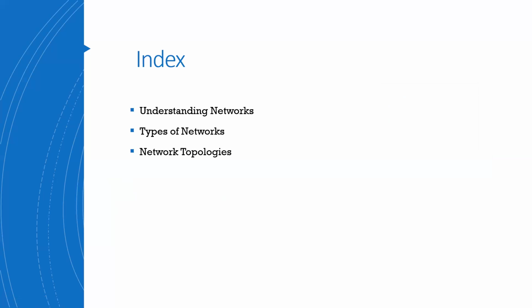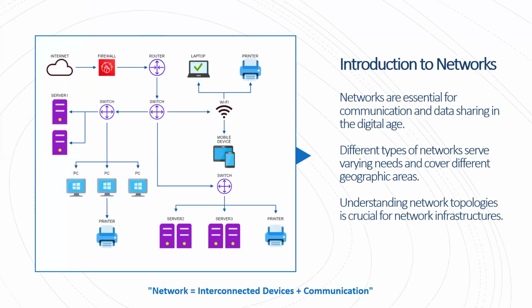So let's see what is a network, what are the types of networks, and different network topologies. In simple terms, a network is a collection of interconnected devices that can communicate with each other. These devices can be computers, smartphones, servers, or any other equipment which is capable of sending and receiving data. Networks allow us to share resources like files, printers, and internet connections, making our digital lives much more efficient.